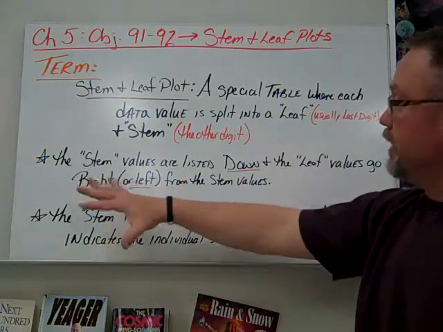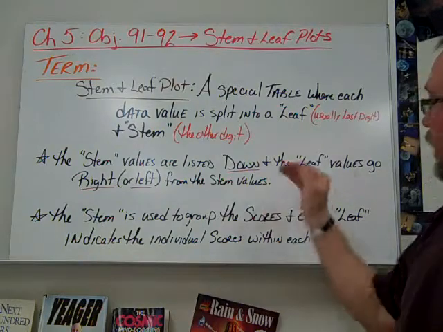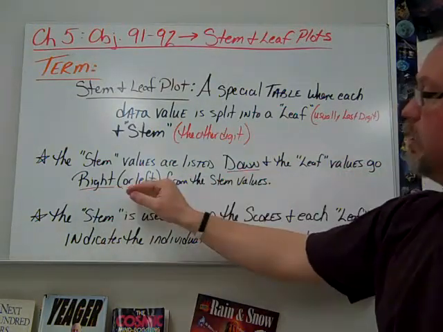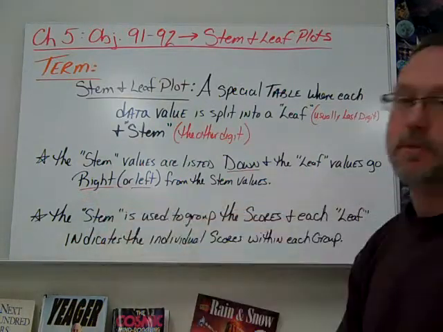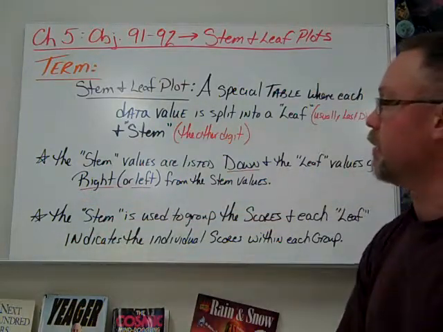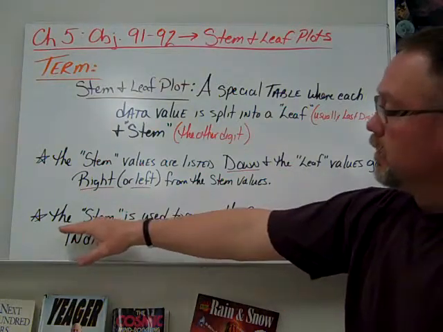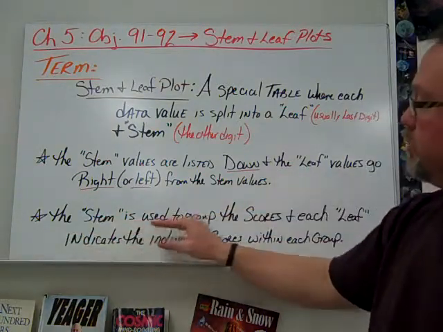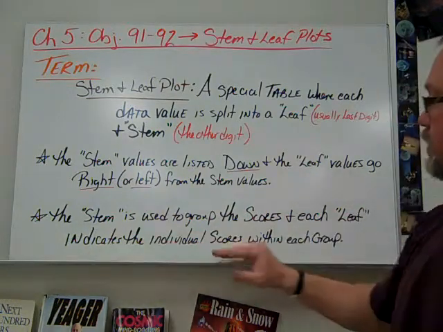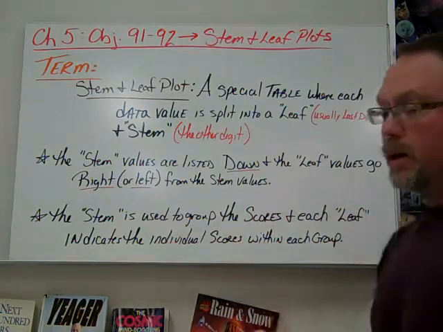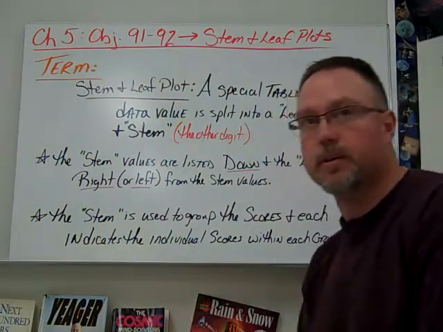A couple different things about that: the stem values are listed down and the leaf values go right or to the left, so you could do it one way or the other. I've mostly seen them to the right, so that's the common way you'll see them here. The stem is used to group the scores, and each leaf indicates individual scores within each group. Now that may sound confusing, but we'll show you a couple examples and you'll be able to see this.